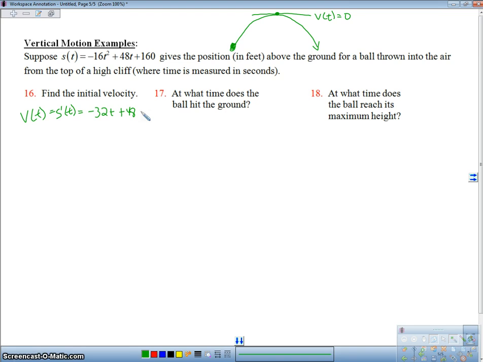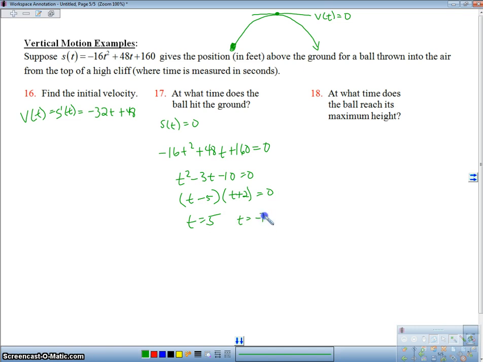Then I'm going to go ahead and do number 17, which is at what time does the ball hit the ground? That's when s of t is 0. So we're going to set this equal to 0, and solve for t. When I solve that, I can take out negative 16 and divide it over, and I'm going to end up with t squared minus 3t minus 10 equals 0. That's going to factor to t minus 5 and t plus 2. I kind of skipped some algebra there, guys, but I'm hoping you can figure out that algebra, and then we get t equals 5 seconds.